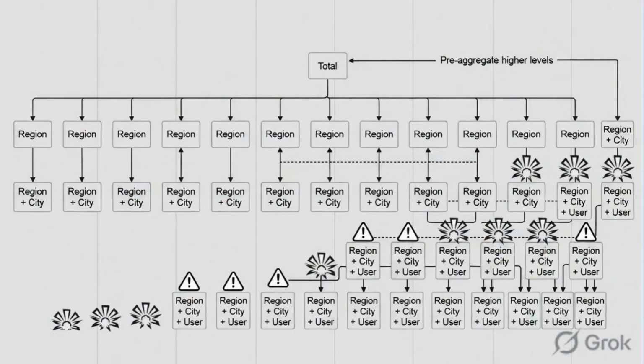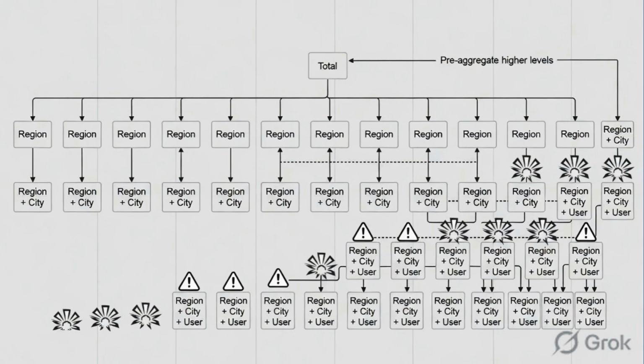Take a look at this tree diagram. It shows exactly what happens when you add dimensions to multi-dimensional grouping. At the top, total, one single group, nice and simple. Then branch down to region, say 10 regions, still manageable, just 10 groups. Add city, now 10 regions times 10 cities each equals 100 groups. Cardinality starts multiplying. Go deeper to region plus city plus user. Suddenly 10 times 10 times 1000 users equals 100,000 groups or more.